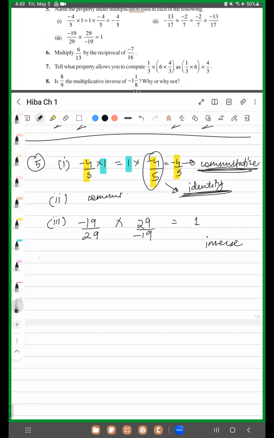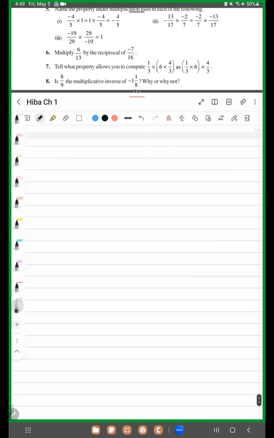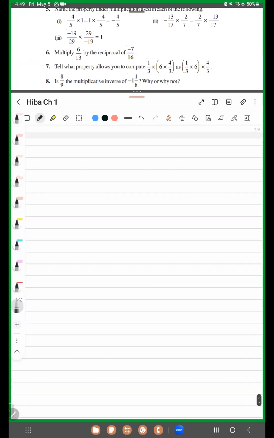No. What if the question was, instead of multiplicative inverse, it was additive inverse? How would the question look like? Then it would have been like this. Let me give you an example of additive inverse. Minus 3 by 5 plus 3 by 5 is equal to 0. This is additive inverse.